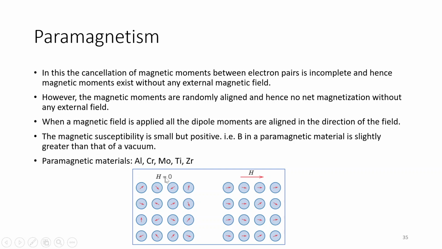So in the absence of any external magnetic field, you have randomly oriented domains, and as soon as you apply a magnetic field, it will get magnetized. In case of ferromagnets, if you heat your material up to the Curie temperature, after that it will show paramagnetism.